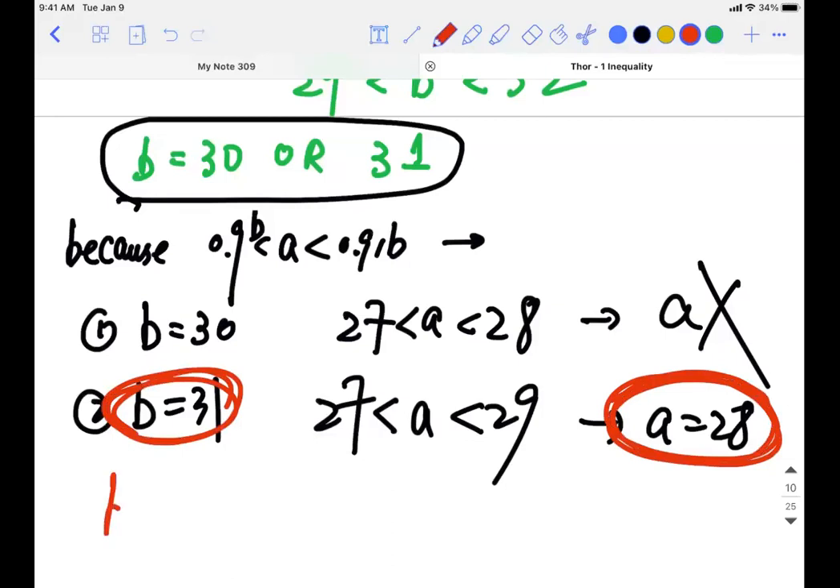So the question asks you to determine b squared minus a squared. You just plug in the values, it is 177. See, that's the solution process.